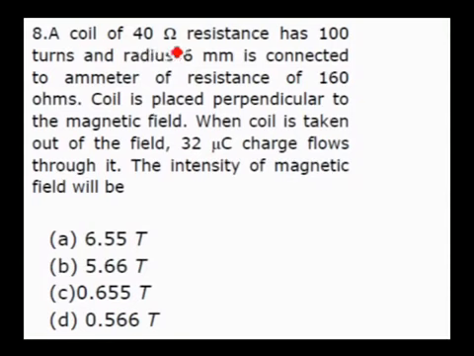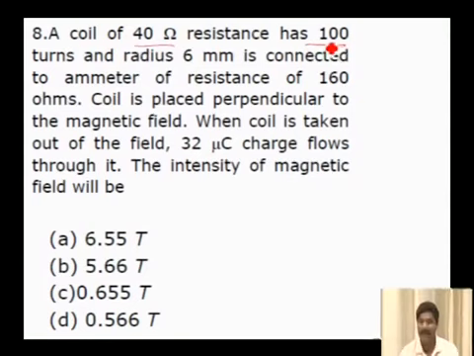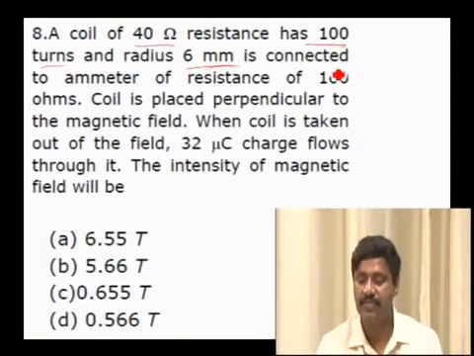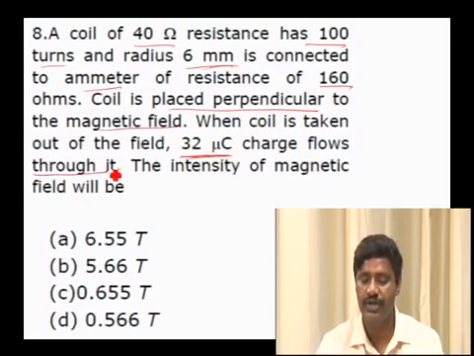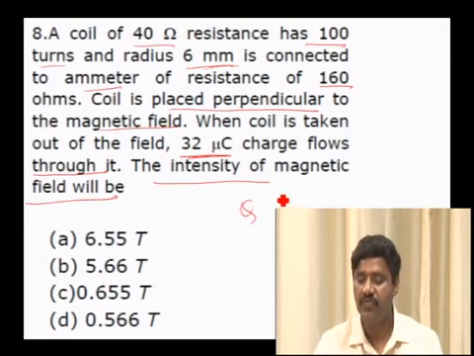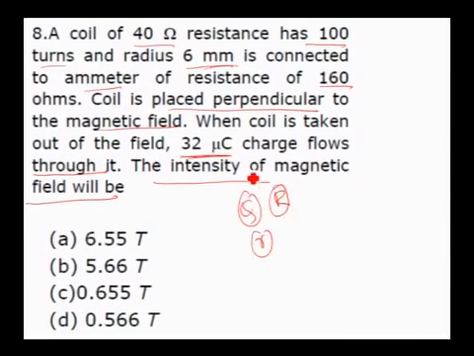We have a coil of 40 ohm resistance and 100 turns. The radius is 6 mm, and it is connected to an ammeter of another resistance 160. If the coil is placed perpendicular to the field, 32 microcoulomb of charge flows through it. What is the intensity of the magnetic field? We have charge here, we have the resistance here, and we have the radius here. Using the charge, the resistance and the radius, we have to determine the magnetic field.